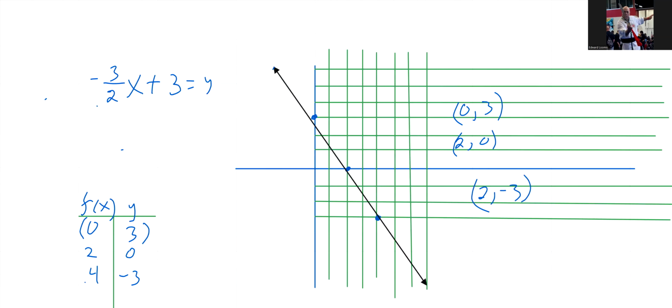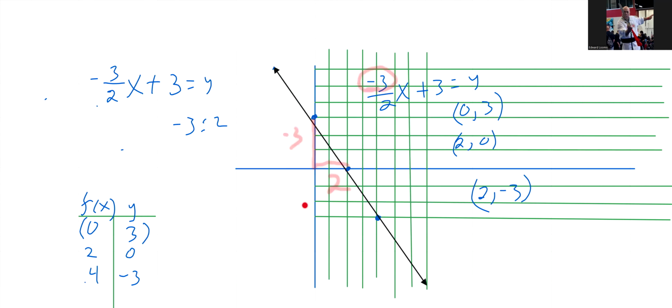Let me write my equation. Negative 3/2 x plus 3 is y. And my slope of this line is going to be a negative 3 to 2. Because if I look at it, my rise comes down 1, 2, 3 times, and to the right 1, 2. So my rise is a negative rise. It's a negative 3. My run is 2. That's the slope of the line.